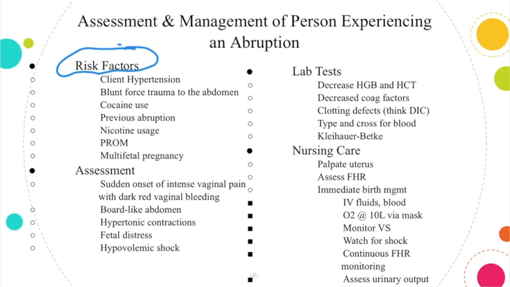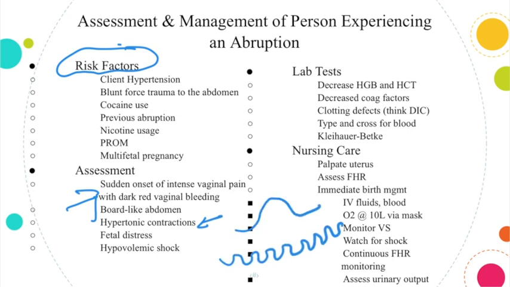So they're going to come in, and the classic sign, I told you a classic sign of a previa earlier, a classic sign of an abruption is a sudden onset of intense vaginal pain with dark red vaginal bleeding and a board-like abdomen. So it's not soft at all. You're going to hopefully get heart tones unless the baby's already died. So you'll put the toco on and you're going to put the Doppler on and you're going to see an abruption pattern, they're called hypertonic contractions. So they kind of look like this on the monitor, as opposed to regular contractions look like that. So you're going to see an abruption pattern like that.